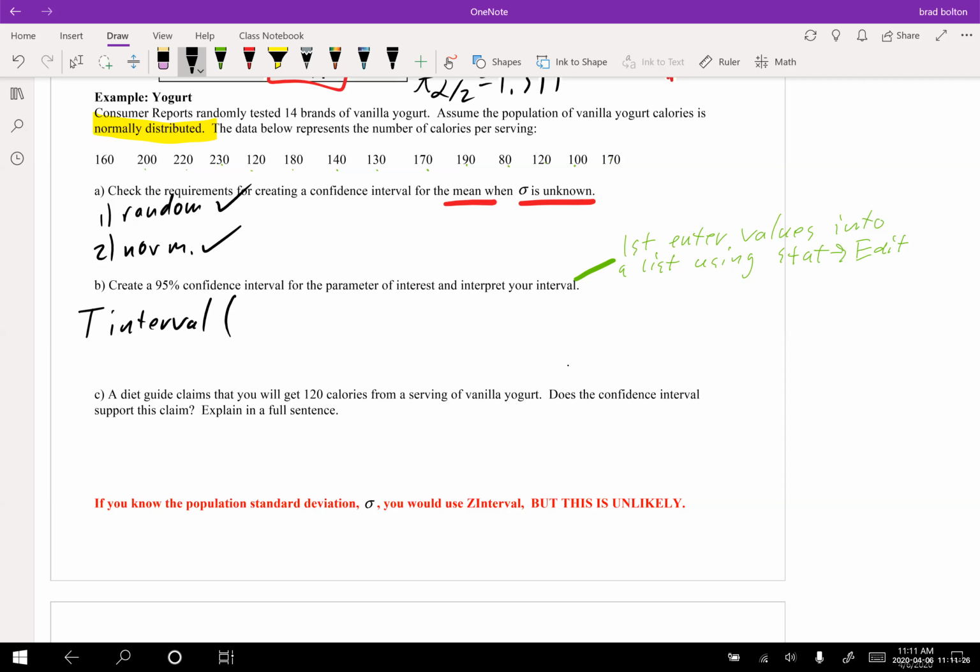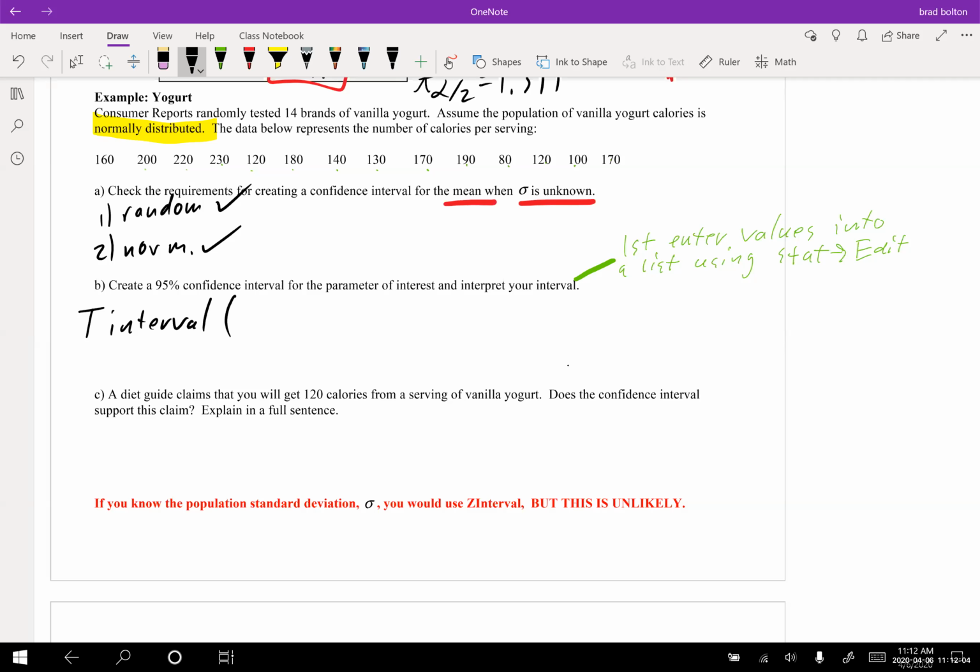So now I'm going to get out of here. I'm going to go second quit and get out. Now let's go back into t interval. So now you see how t interval asks us if we want to use data or stats. In the past, we've just been saying stats because we were already given x bar and the standard deviation. Well, I'm going to use data because they gave me the data and I'm going to enter it into my list one. So it says use list one. Frequency should be 1 or blank. And then what confidence level? We want 95, so I'm going to do 0.95.